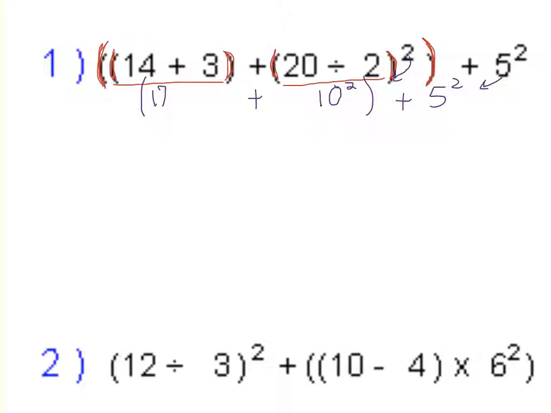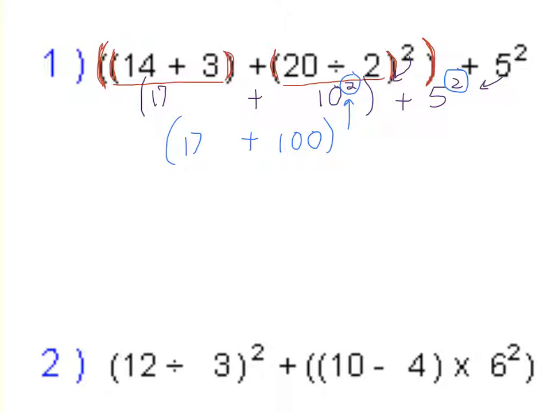Now we still have a parentheses, so we need to focus inside this parentheses still. But what we need to do next is look for any exponents, because that's the E in PEMDAS. That's our second step. We have two exponents, one here, and one here. But since this one right here is in the parentheses, we need to do that one first. So I'm going to pull down my 17, and then I'm going to do my 10 squared, which will be 100.